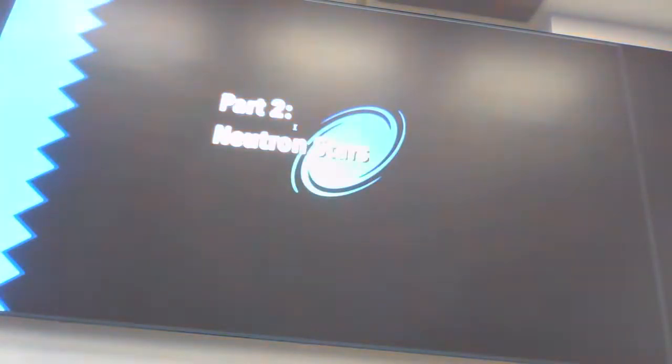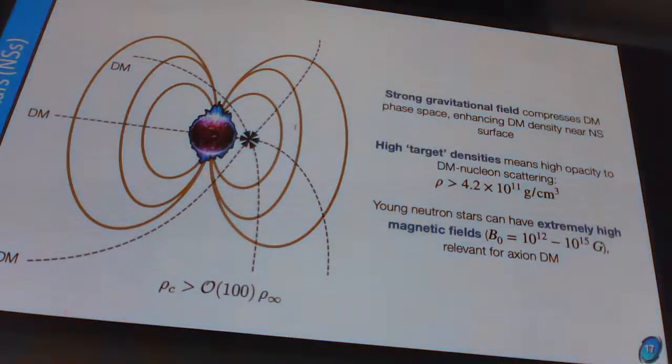Okay, so that was one kind of extreme environment. Now we're going to change tack and talk about a different kind of extreme environment, which is neutron stars. This is a horrible mishmash of images that I put together demonstrating what a neutron star doesn't really look like.